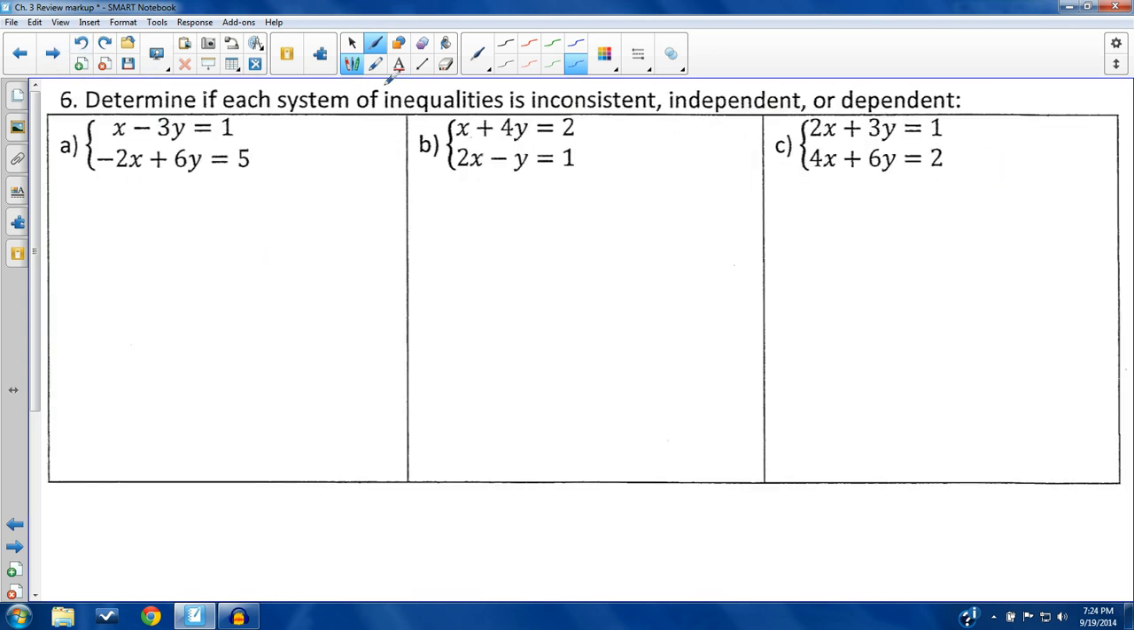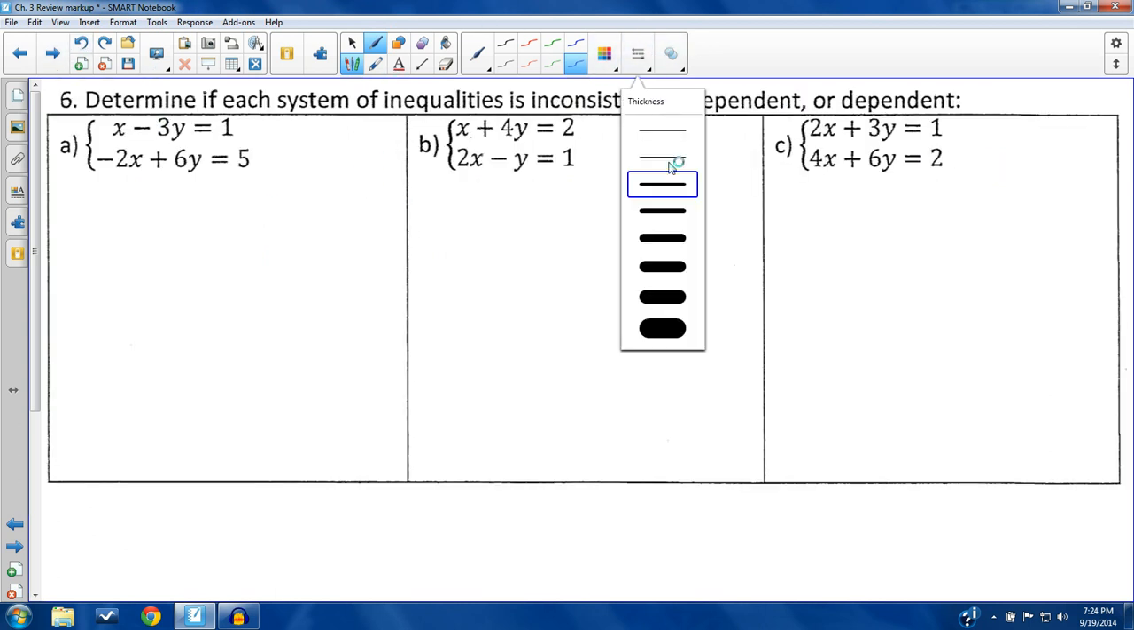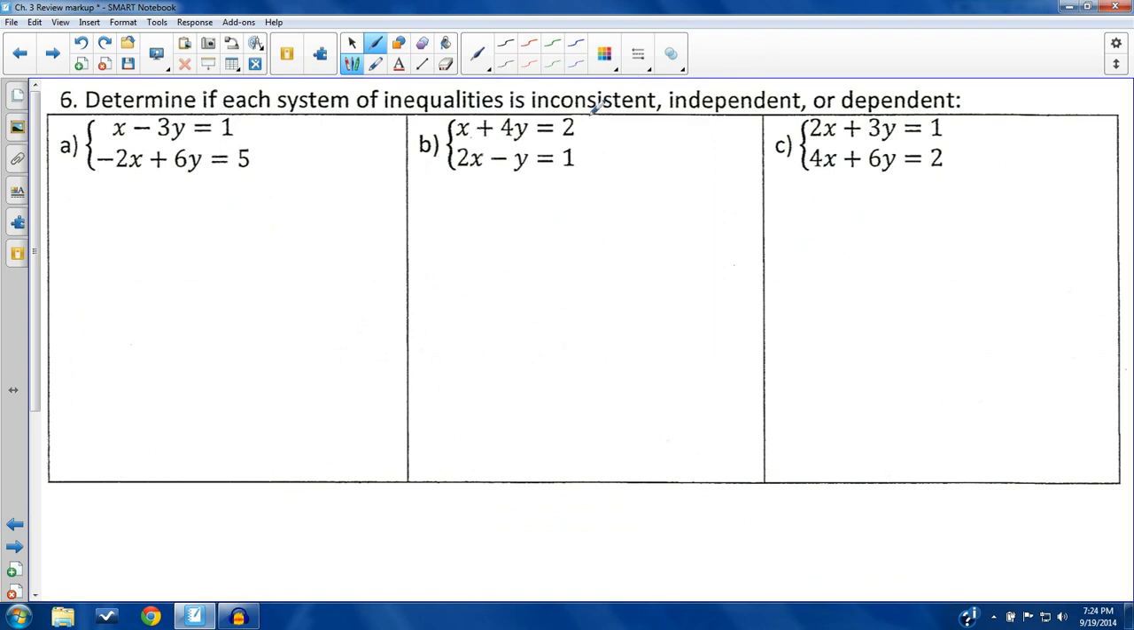So let's do three examples here. We're going to determine if each system of inequalities is inconsistent, independent, or dependent. This is actually equalities. These are all equations, so ignore that. Equal sign says that. What I'm going to do, and this is actually my preferred method, is I'm just going to put these all into y equals mx plus b form. The main reason why I do that is because I'm familiar with graphing these this way.